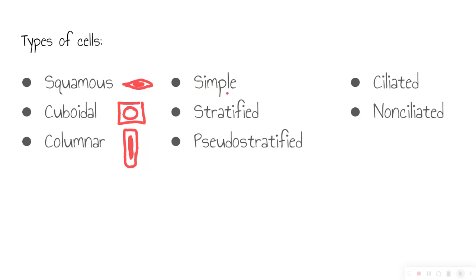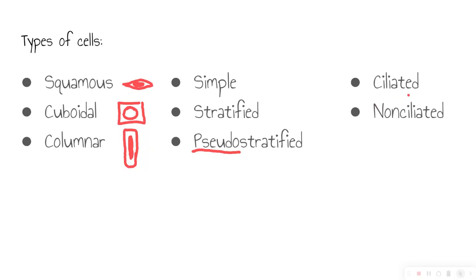Simple is going to mean a single layer. So simple, single. We're going to have simple squamous cells, and that's going to be just a single layer of squamous cells. Stratified is going to mean multiple layers. So if we have stratified cuboidal, we're going to have multiple layers of cuboidal cells. Pseudostratified means fake stratified. Pseudo means fake. So it looks like it's stratified, but it's actually just a single layer of cells.